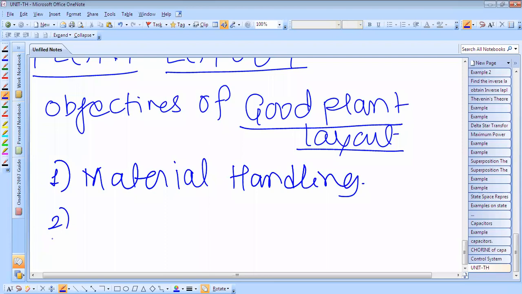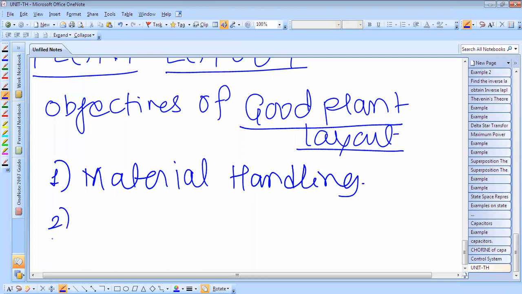Working conditions are safer, better and improved. Whatever working station the worker is working in should be safe. There should not be any accident. Better ventilation should be there so that air can properly get in and out of the plant.